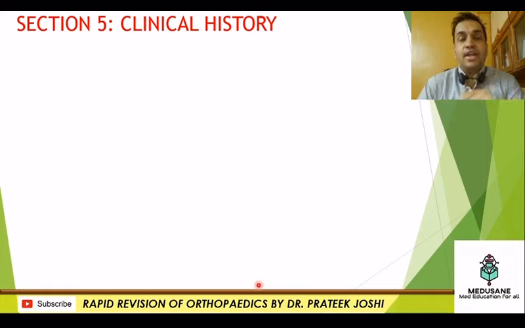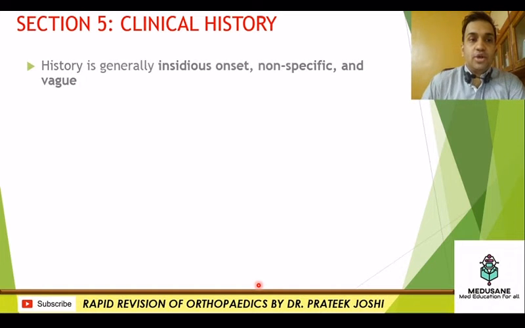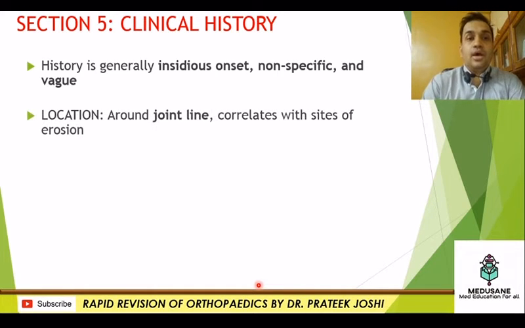So the patient may tell you that I had a history of fall 10 years ago and then this trouble has started. So it may or may not be a post-traumatic osteoarthritis. It may be a primary osteoarthritis depending on the age of the patient. However, the patient is likely to extrapolate that particular history to the history of trauma, and that is one thing one should be careful of. But in general, in cases of primary osteoarthritis, the history is generally non-specific. There is always an insidious onset with gradual progression, and the symptoms are vague. Now the location will always be around the joint line.